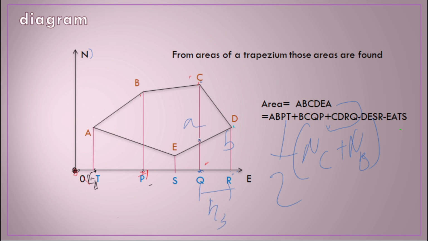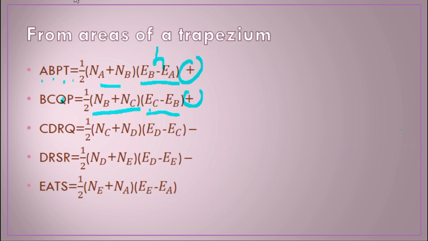So that can be H3, the distance between Q and R. From here to where our Q is, that is the easting of C. Then from here to D, that is the easting of D. We subtract these two and it will give us our H. So that will be multiplied by the easting of D minus the easting of C, as represented here. This is just the simplest way possible.